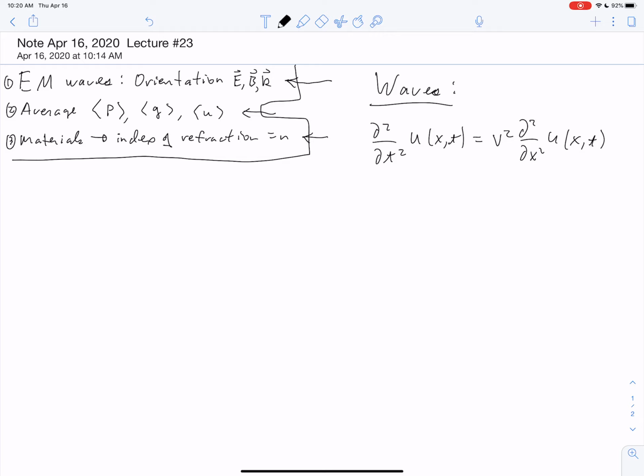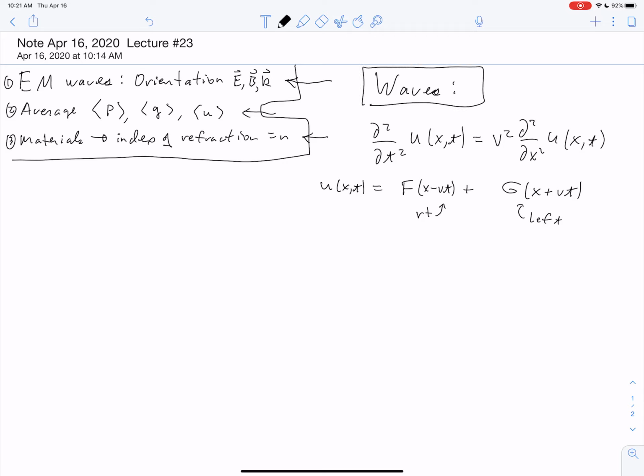And the solution to the wave equation is, in general, any function f or g, but we put into the argument x minus vt or x plus vt. So that's the right moving wave, and that's the left moving wave. So these are the solutions to that equation, a right moving wave or a left moving wave. And really we can pick any function f or g, but we have some favorites.